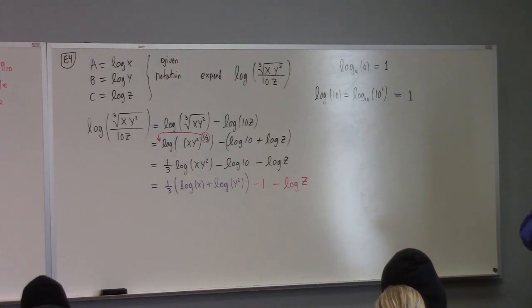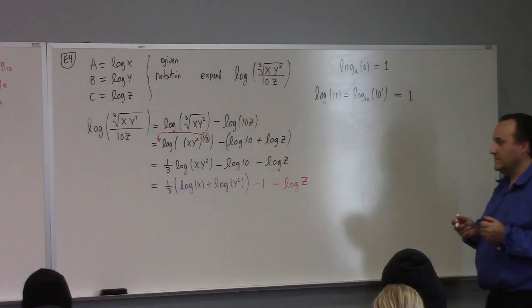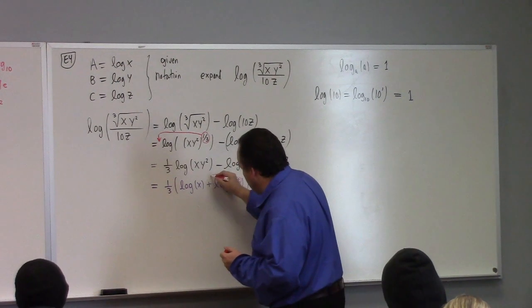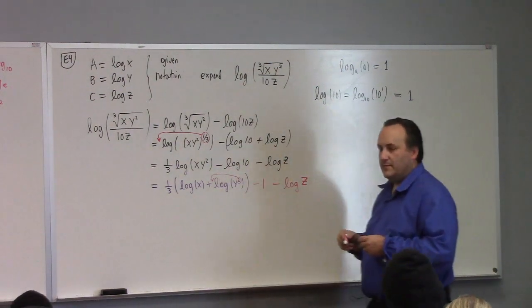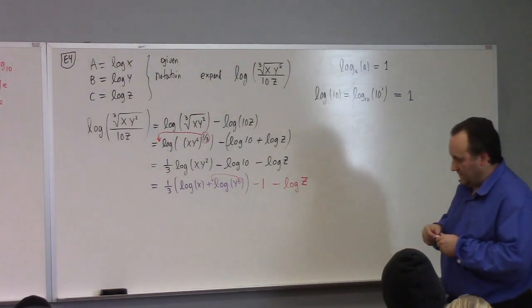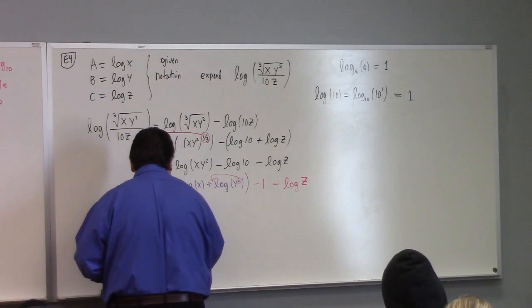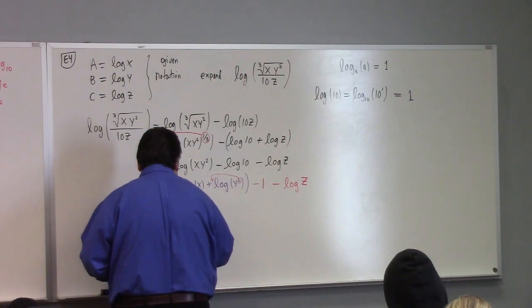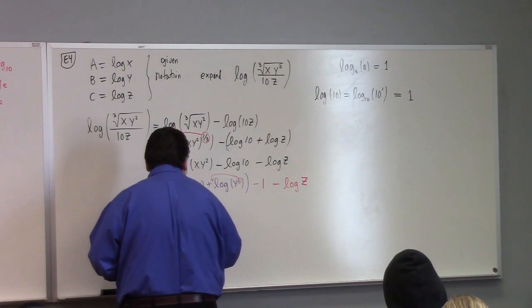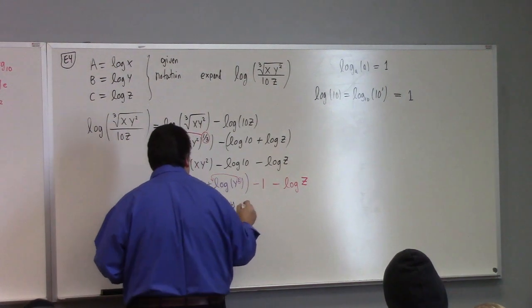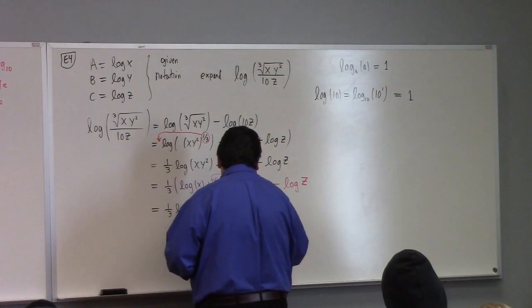But what can we do with that log of y squared? We can use the power property for the log again. We can take that 2 and pull it out. All right, so what's this give us? This gives us 1/3 log of x plus 2/3 log of y minus 1 minus the log of z.